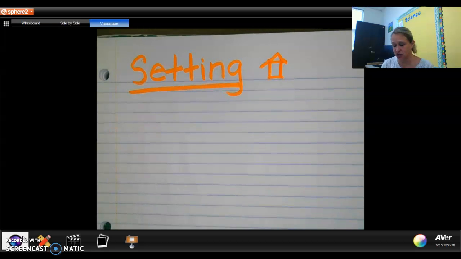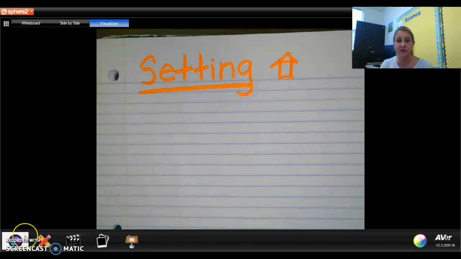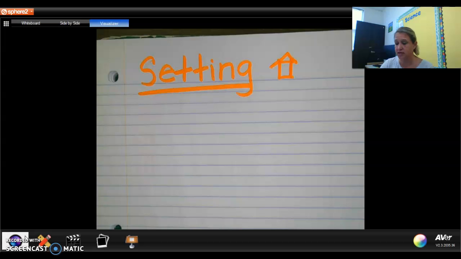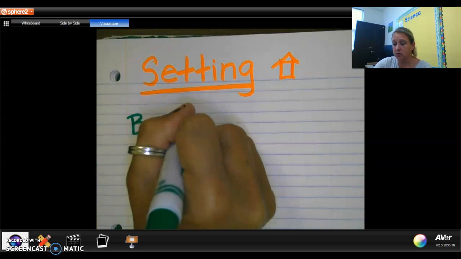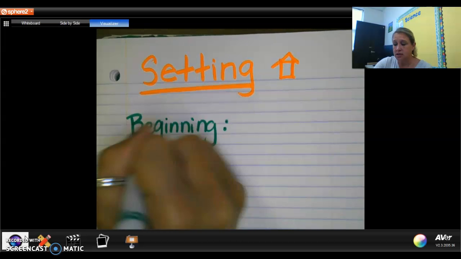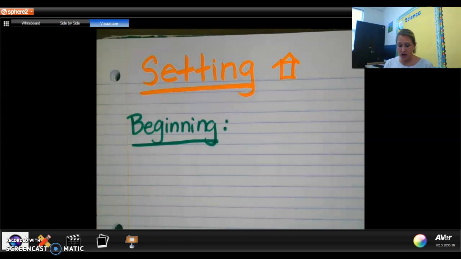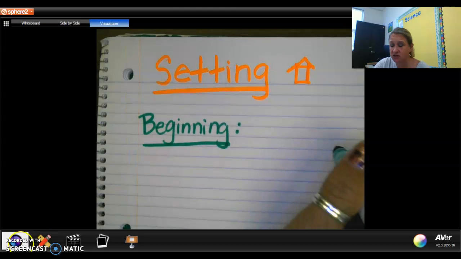And at the beginning of the story, where were the children? Where were the children at the beginning of the story? The beginning of the story, the setting was where they were. So think about where the children were at the beginning of the story. The children were at the house. They were in the kitchen. So they were at their house at the beginning of the story.